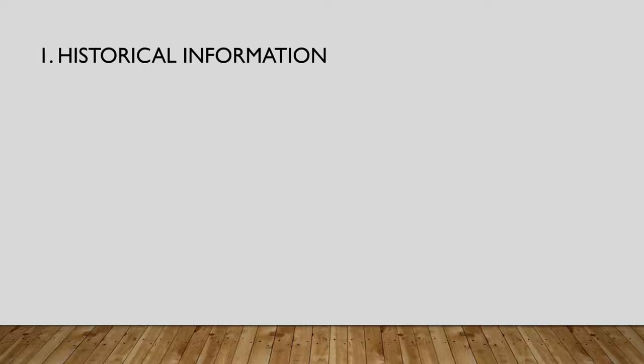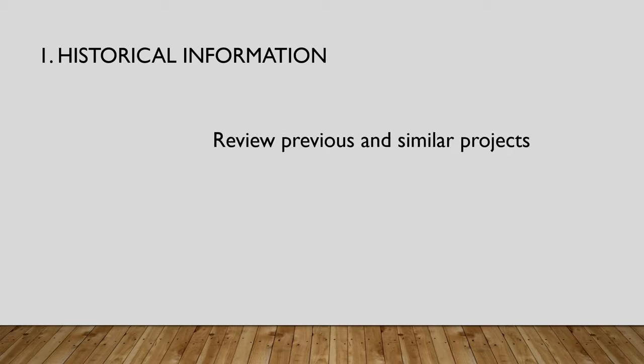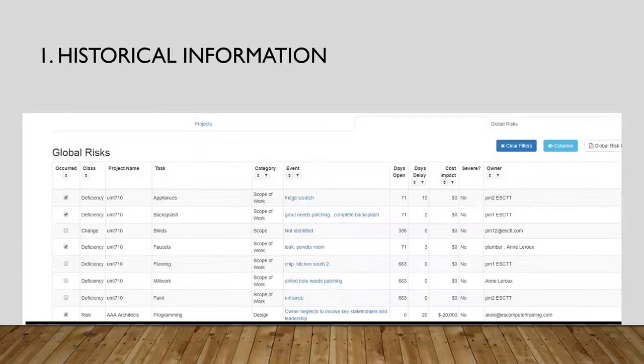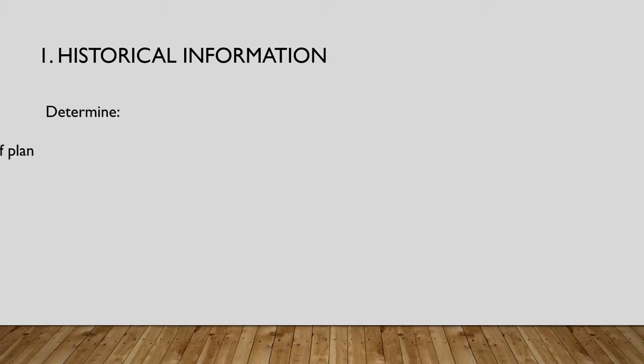Step 1 is to review what happened in previous projects that are similar. There's no sense in repeating yesterday's mistakes over and over. This information is available in your Global Risks database or from your Lessons Learned files. Determine what went off the plan in past projects and what were the biggest challenges and how were they addressed. Record the risks, the ones that are relevant to your current project.